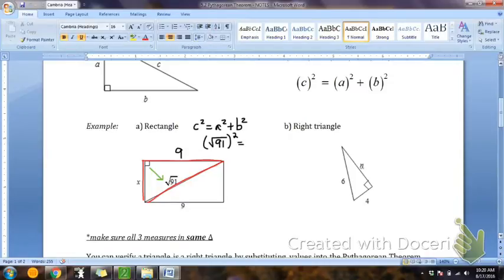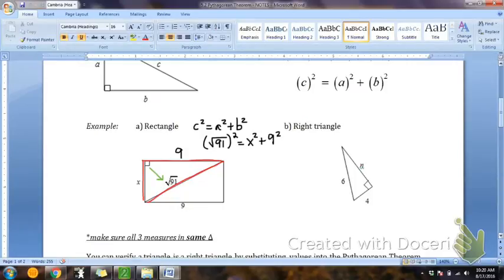squared equals, does it matter which one is A and B, you think? It doesn't. They're just the two legs. The only one that matters is C. So I can say x squared plus 9 squared.